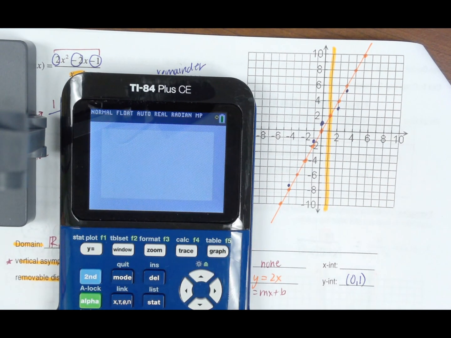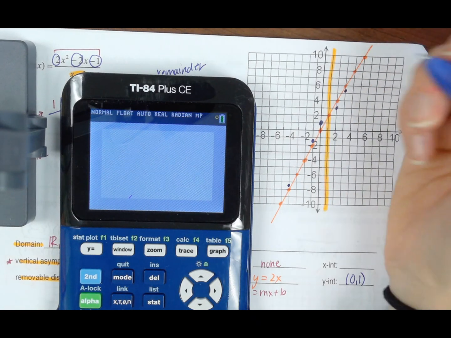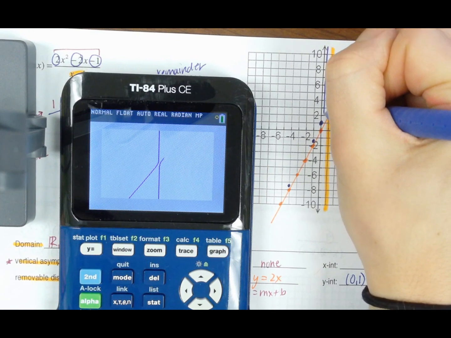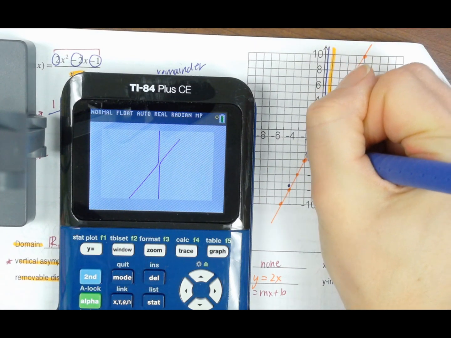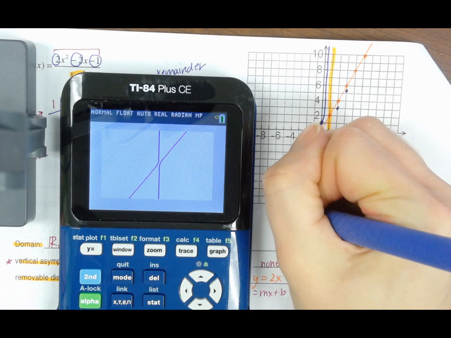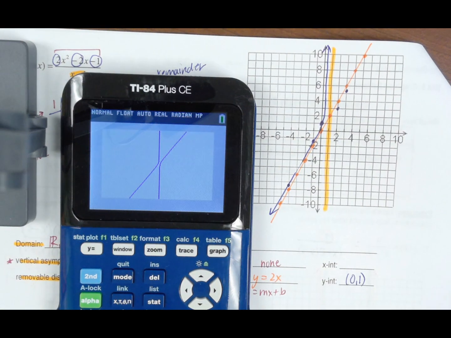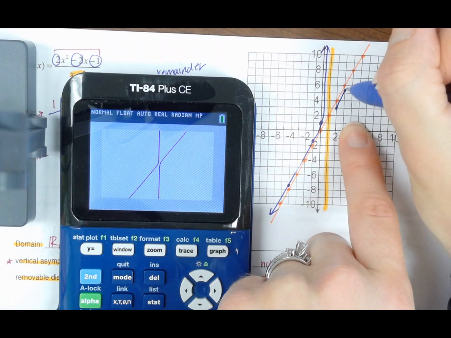All right, but when I go back to this picture, you'll see that this graph just kind of rides along this vertical asymptote, turns, and just kind of rides along the oblique. The blue one is my actual graph.